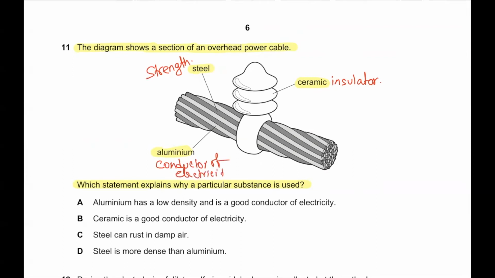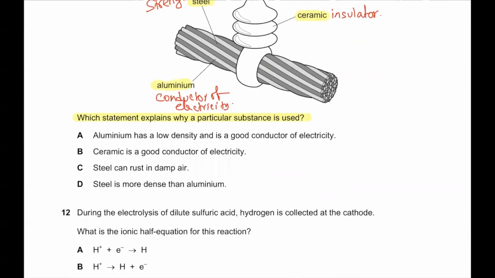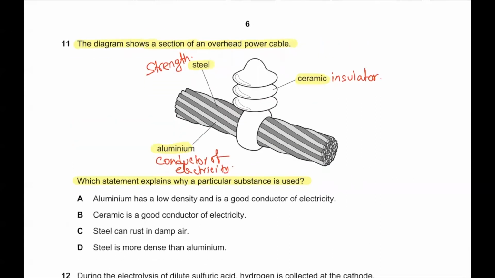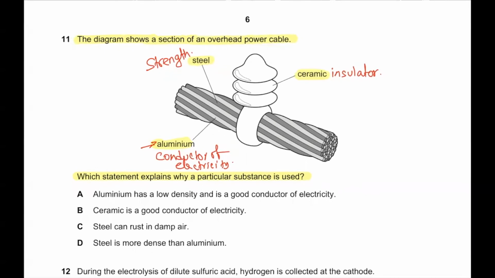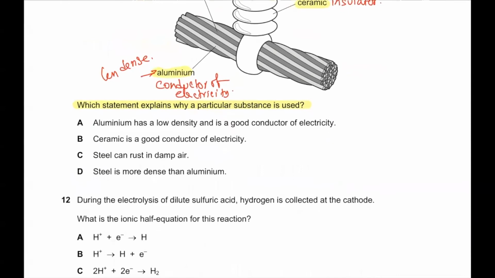So all right, now that being clear, here it says aluminium has a low density and is a good conductor of electricity. The question says which statement explains why a particular substance is used? Yes, in overhead power cable, it is very important that the metal that we use is less dense. So definitely aluminium has low density, which is why we use it, and it is a good conductor of electricity, which is why we use it. So question number 11, A will be the answer.